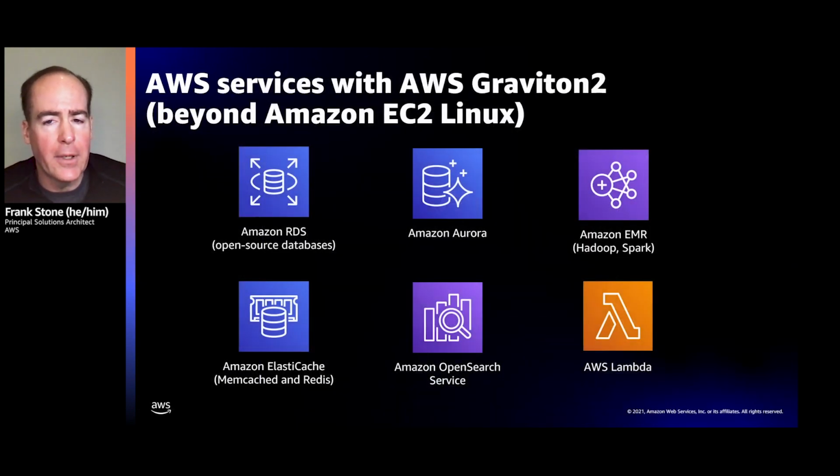There are also multiple AWS services that provide the opportunity to benefit from Graviton and the Graviton 2 instances with similar or larger improvements in price and performance. Those include RDS and Amazon Aurora for databases, Amazon EMR for Hadoop and Spark implementations, Amazon ElastiCache with Memcached and Redis, Amazon OpenSearch, and most recently, AWS Lambda, which provides up to a 34% better price performance over the x86 Lambda instances when you go with the Graviton instances in Lambda.